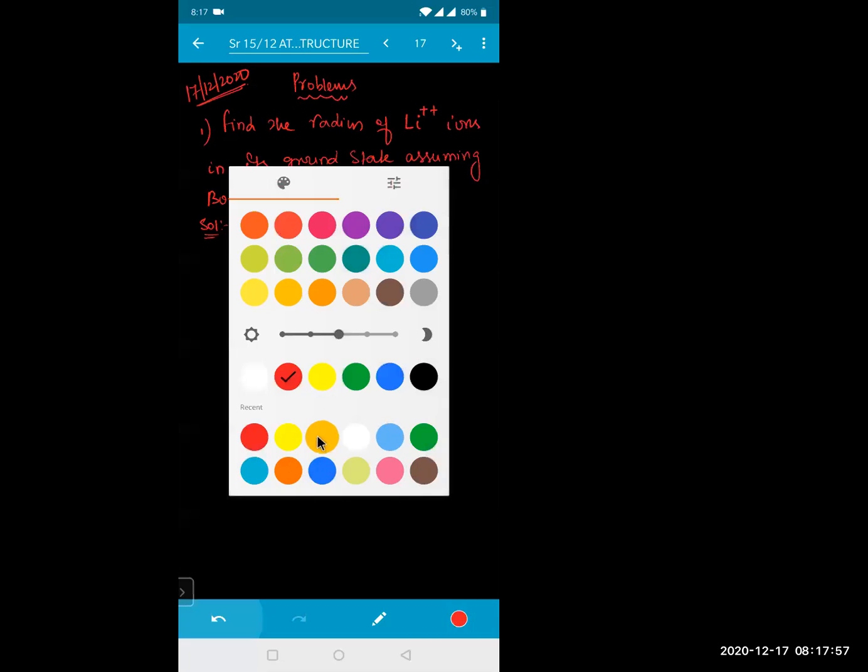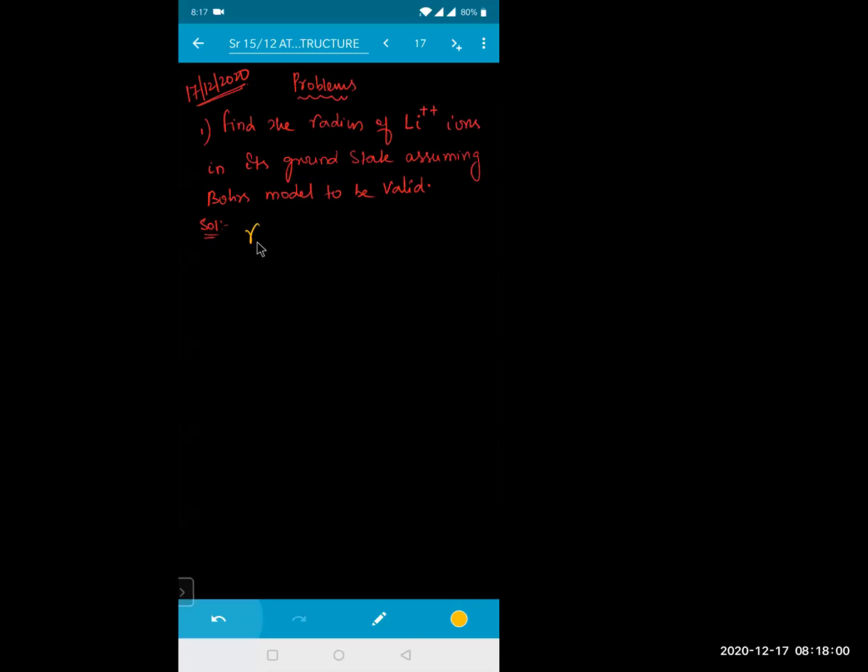So we need to calculate the radius. How do you calculate the radius of the nth orbit, beta? Radius of the nth orbit is equal to 0.53 n²/Z angstroms. Since it is the ground state, n = 1. The atomic number of lithium is 3, so Z = 3. So the radius of the lithium plus ion in its ground state is 0.53 × 1²/3. If we simplify this, we get 0.18 angstrom. So this is the radius of the ground state.